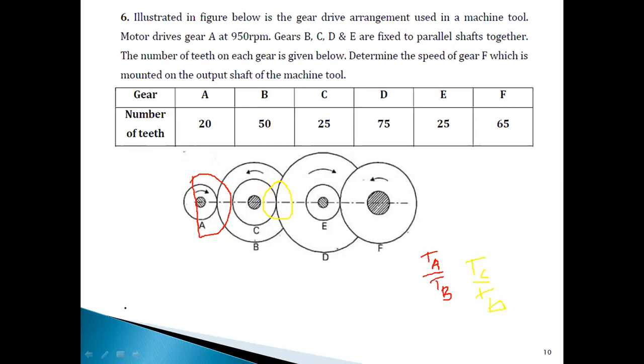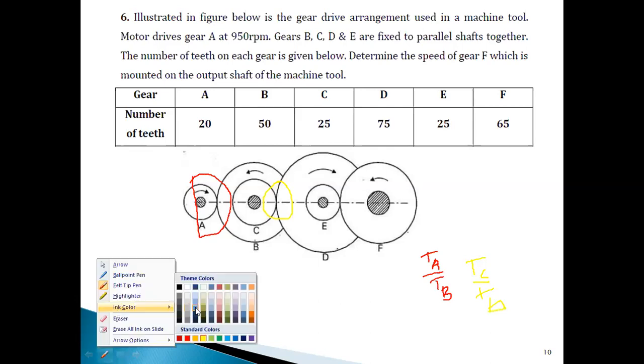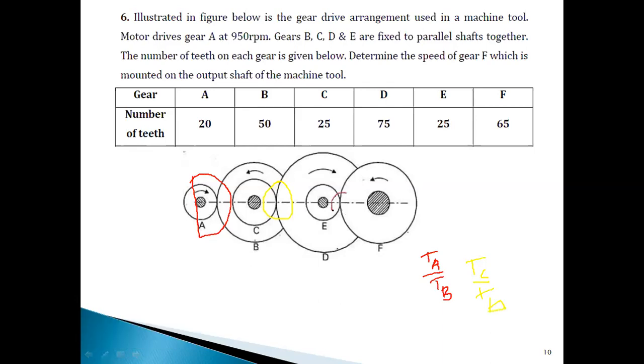And the last one, what is the combination? Gear E meshes with gear F. This is the combination. So E is the driver gear, F is the driven gear. That is teeth of the driver gear, the teeth of the driven gear. So if I multiply all together, product of teeth of the driver gear to the product of teeth on the driven gear. This is TF. So let us see what equation we'll get now.